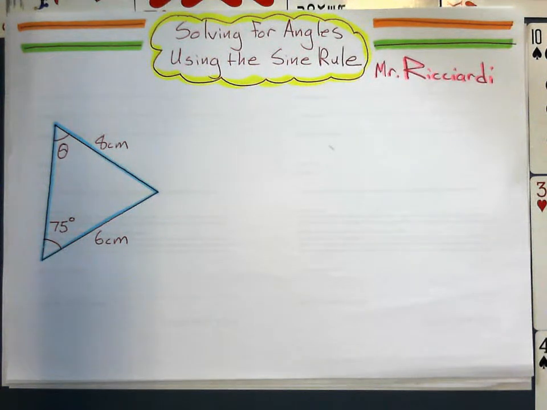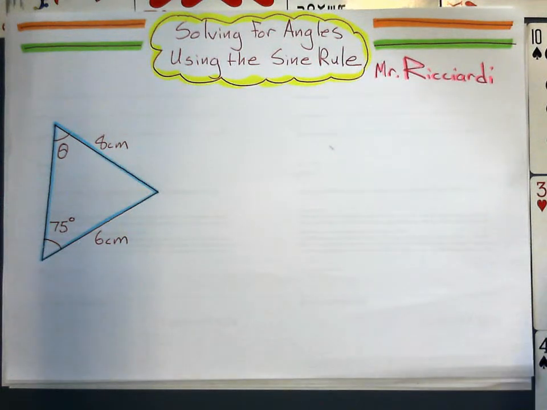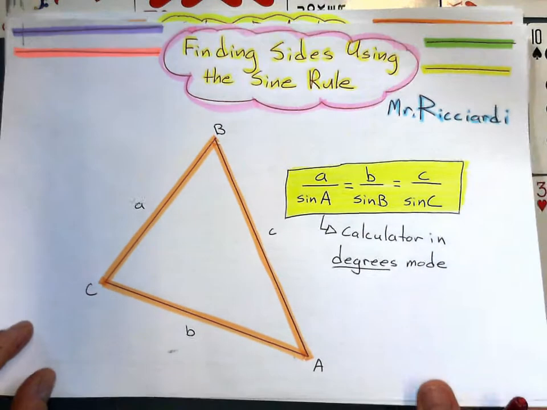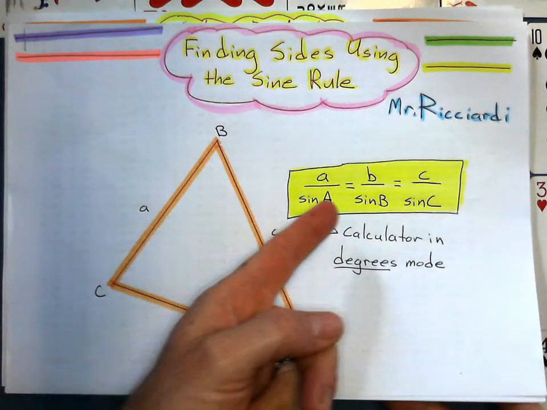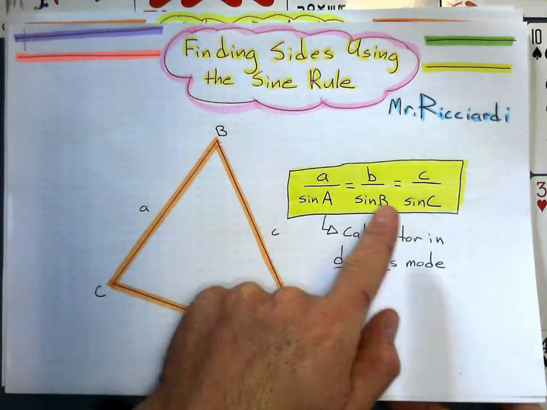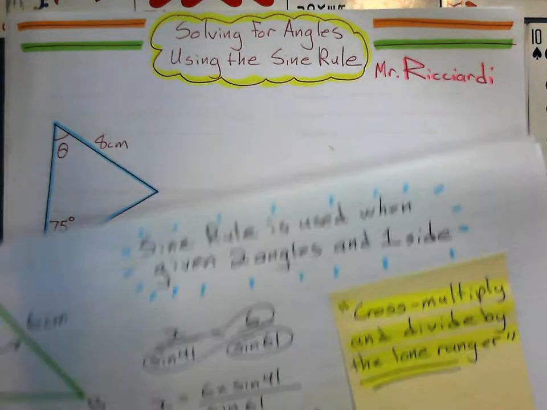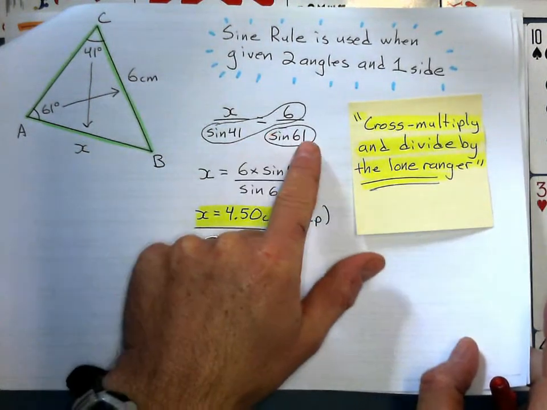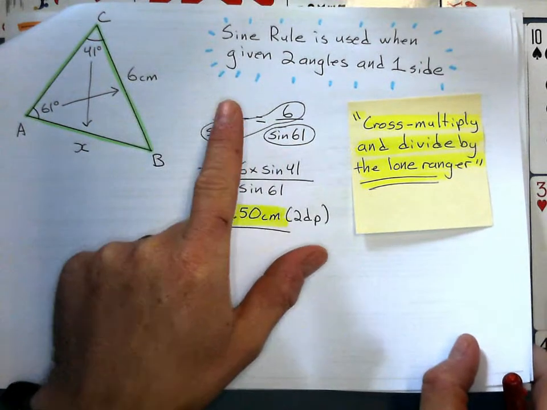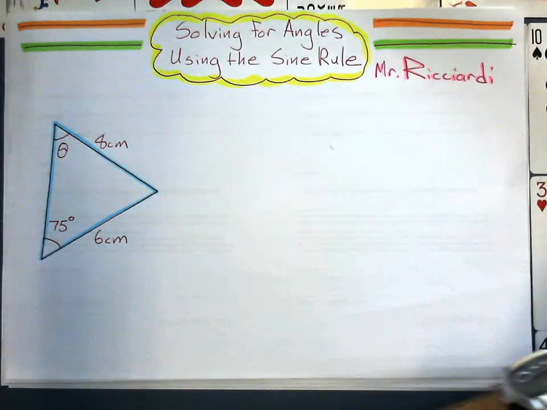Okay, in this video I'm going to show you how to solve for angles using the sine rule. First of all, we're going to have to remember what the sine rule is. Here it is in relation to sides or angles. So this was my previous video, and we're going to be using this formula right here. And we're also going to be using my highly mathematical term: to solve for the unknown, we're going to cross multiply and divide by that lone ranger. We're just going to have one more step in this because we're finding an angle.